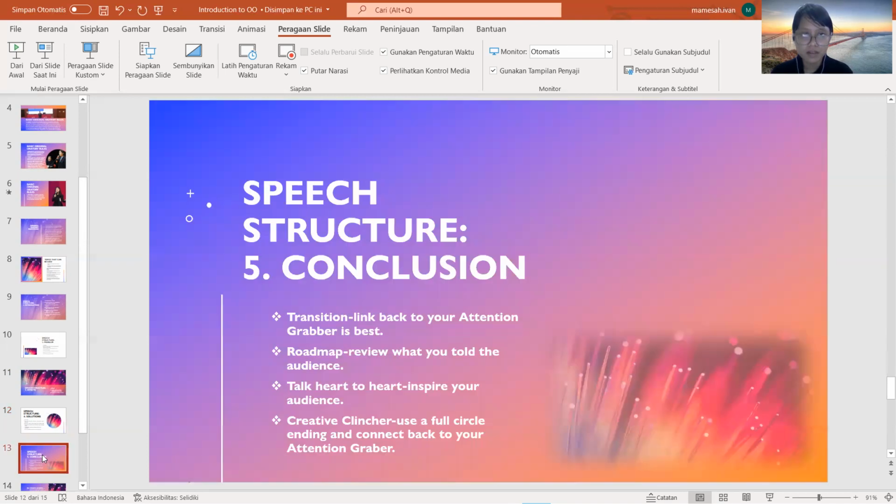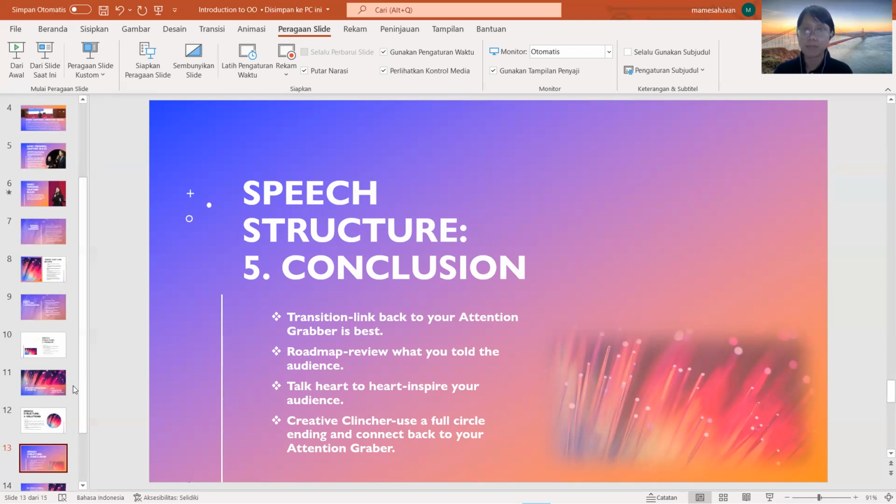Next is the conclusion. So after talking about the background, etc., we finally come into the last part of the speech, and that is the conclusion. So after you gave the solution, let's go to the conclusion. All right, the summary. Okay, so give a transition. Link back to your attention grabber is the best method to come into the conclusion.